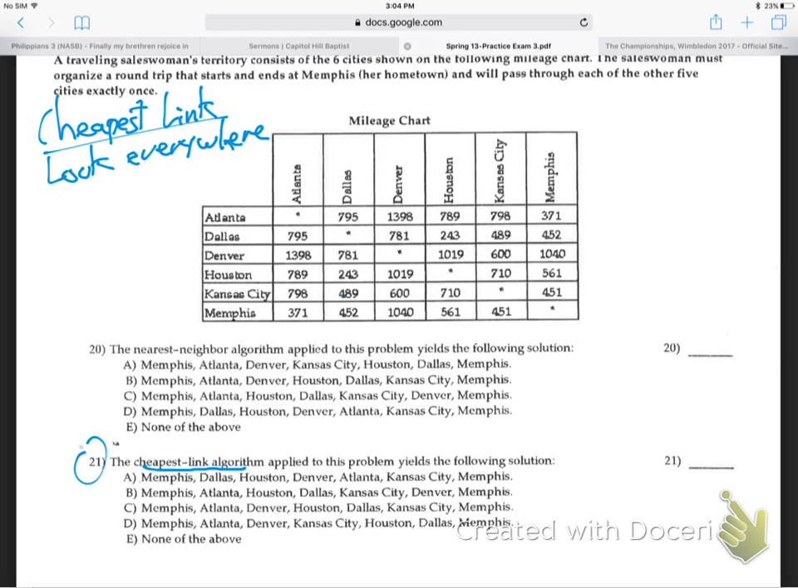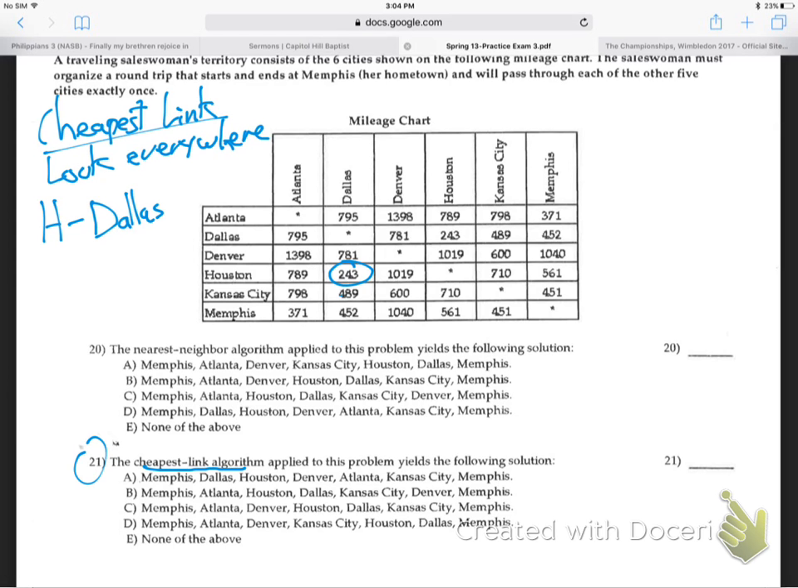So what's the lowest number up there? 243. Is it? I can't even see that one. Houston. Oh, there it is. 243. So yeah, so we want that one right away. So I'm just going to go Houston, Dallas. I better put DA for Dallas to distinguish it from Denver. So Houston, Dallas. I'm going to remember to write, especially with this table, the links you're making. Houston, Dallas. Okay, what's the next cheapest number?